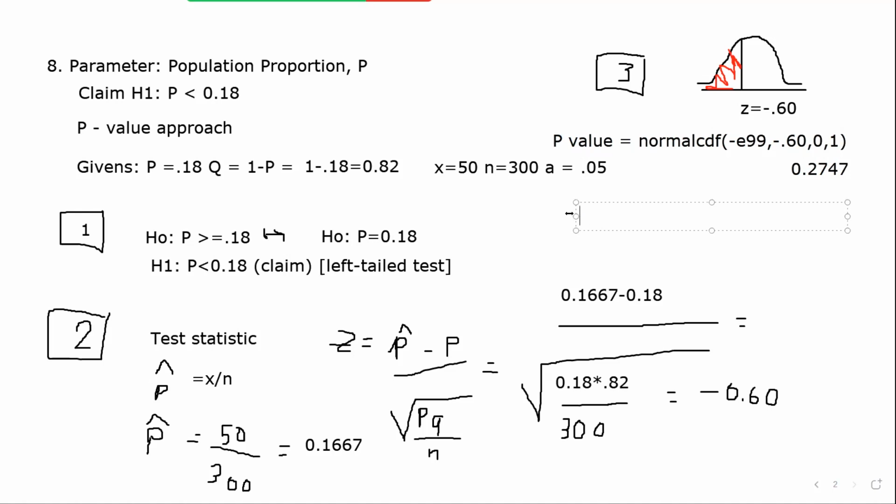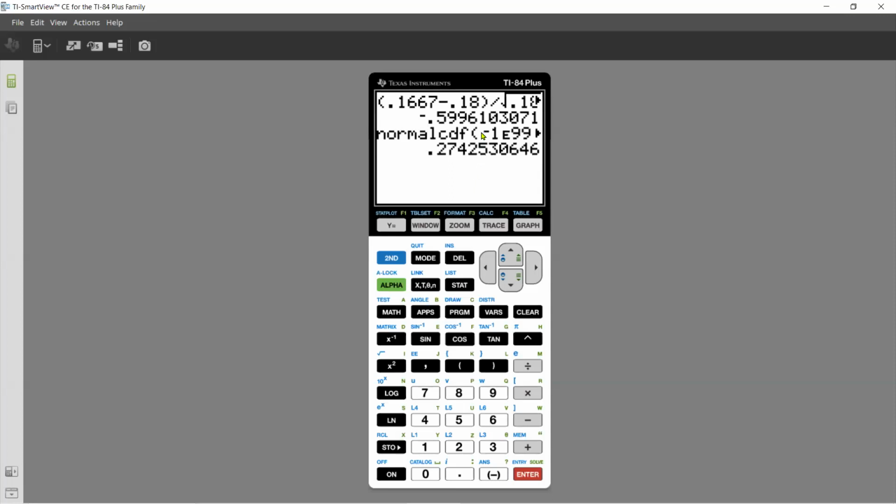For normal CDF, I got 0. Really? I don't know why. Negative E99 to negative 0.60. For the upper, it just comes out as 0 on my calculator. 0 and 1. Are you sure you're using CDF? Yes. Okay. Check your negatives. Make sure they're actually the toggle minuses. Yes, they are the toggle minus. Make sure you have the commas. Yes. And you're getting 0. That's odd. That's really odd.